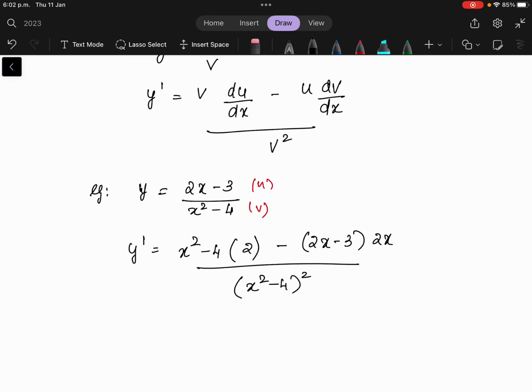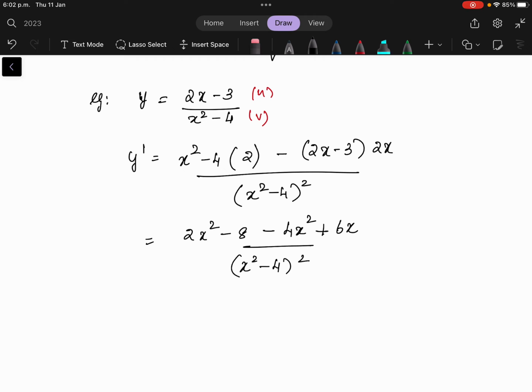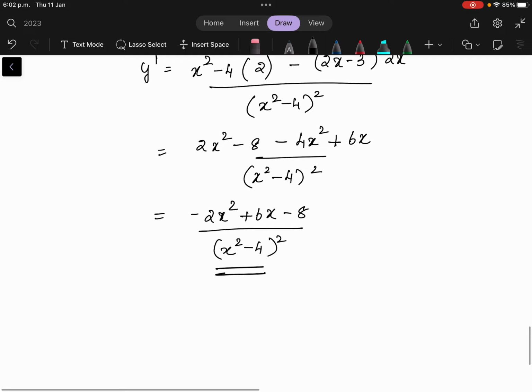So in this case, you can leave the denominator just like that. You need not simplify, only simplify the numerator. Which will be 2x² − 8 − 4x² + 6x divided by (x² − 4) the whole squared, which is equal to (−2x² + 6x − 8) divided by (x² − 4) the whole squared. Okay, so this is the quotient rule.